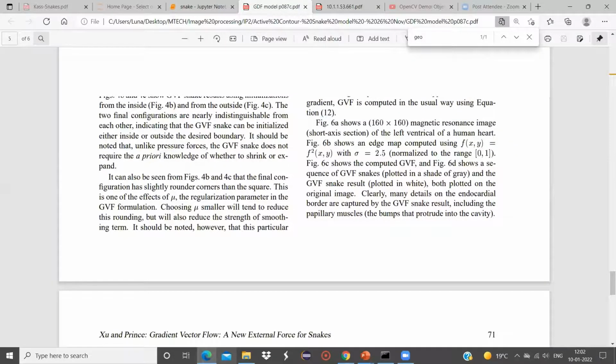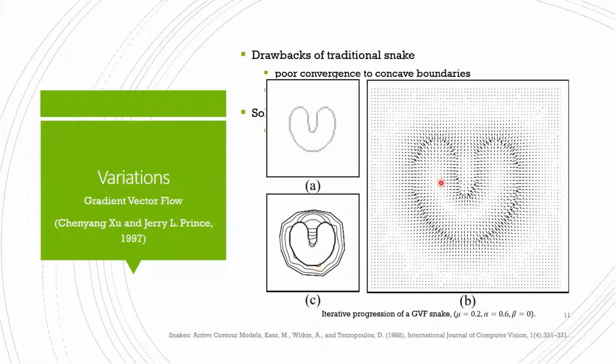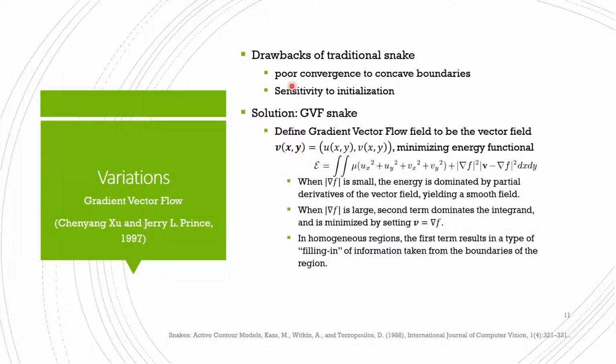So using this gradient flow, if we see the vector flows, in this concave position it is no longer totally horizontal. All of these are flowing from here in this direction, and here also in this direction, and this direction. There was another problem, the sensitivity to initialization.